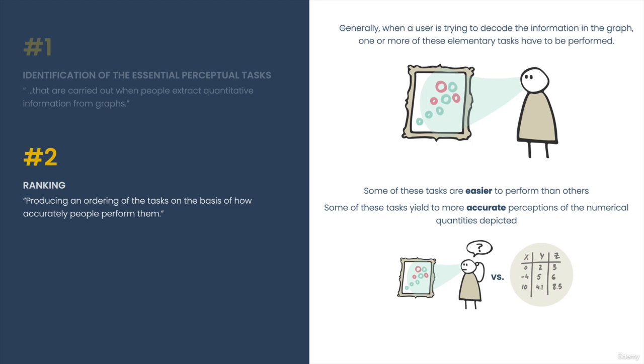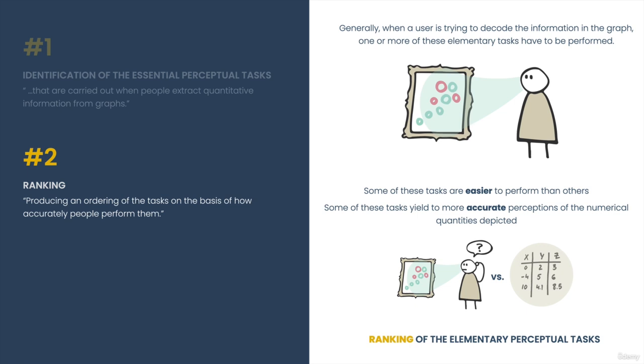If the user gets close to the real values, so if the user's guess is close to the real value of the data, that means that the task is accurate. If not, the task is not as accurate. And by doing experiments like this, using the different tasks, the authors of the paper were able to produce a ranking of the elementary perceptual tasks.